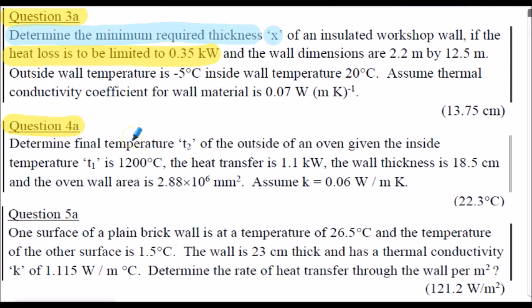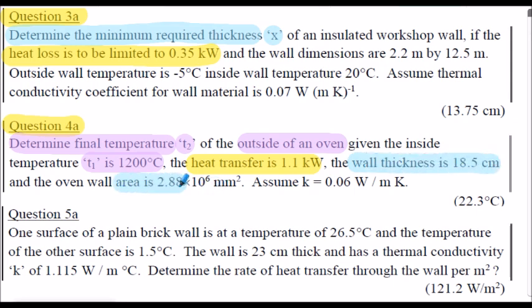Question 4a, this time we have to determine the final temperature, labelled T2 here, of the outside of an oven, given the inside temperature, labelled T1. Again, we're given the heat transfer in this particular case. We have the wall thickness given to us. And notice they've actually stated the area this time. We do not need to calculate the area from the dimensions. The area is actually given. K is also given in the question.